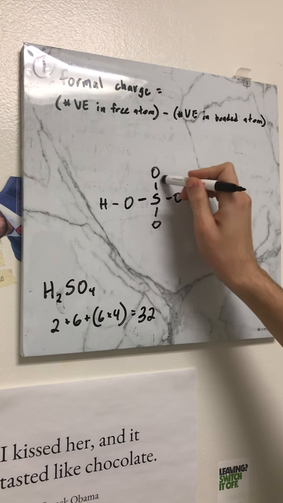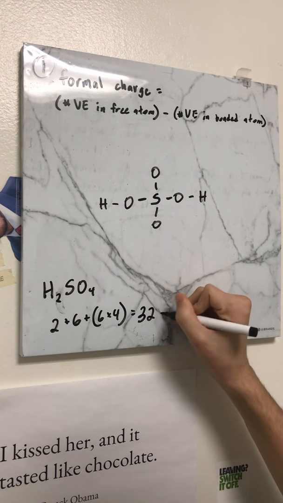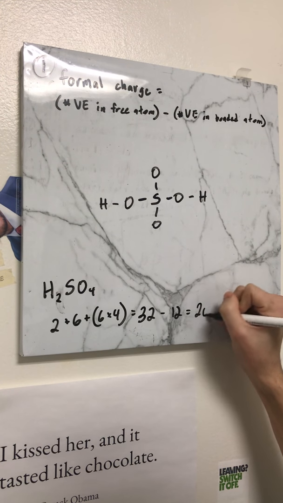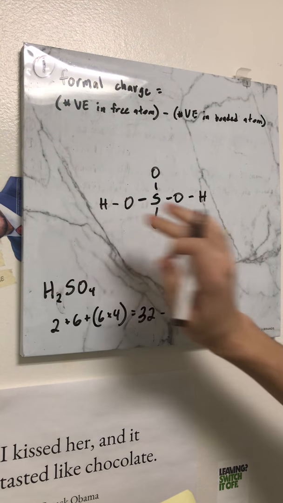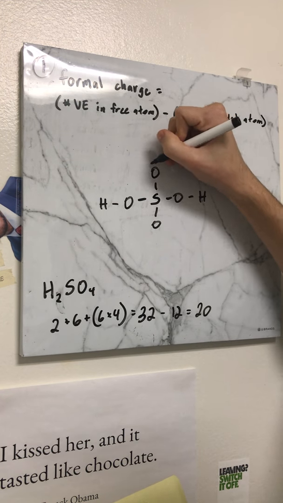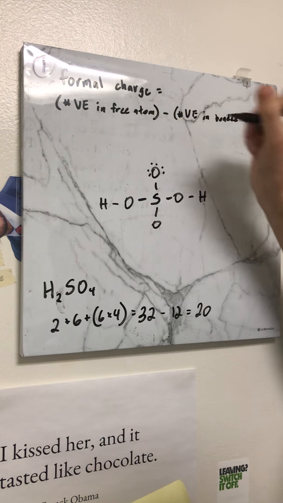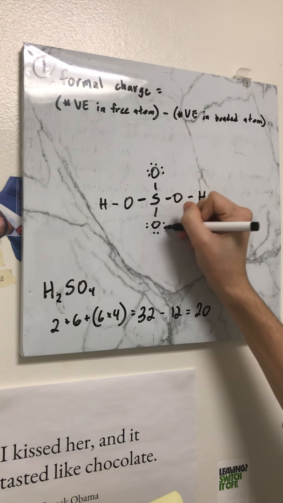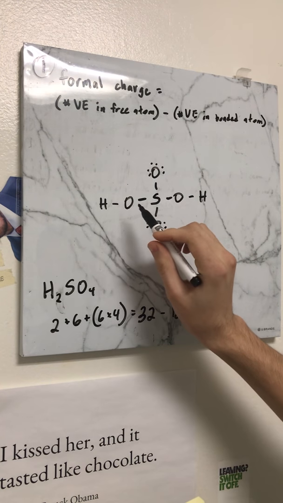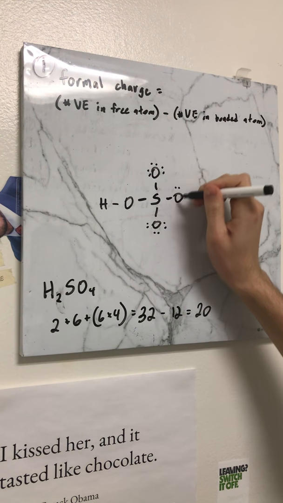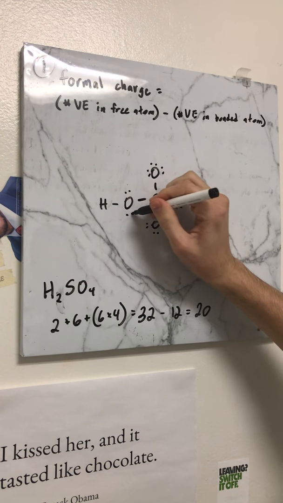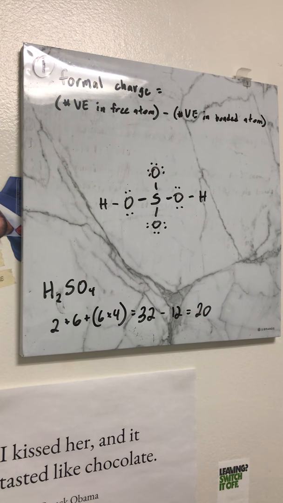And we already have 2, 4, 6, 8, 10, 12. So we have 20 left to draw. So we're not going to draw it on the hydrogens. We're going to start with our terminal atoms. So there's 6 there, 6 there to give you 12. And then we see that there's room for 4 more on each of these. So that adds up to your total of 20. So there we go. That means we've drawn all of our valence electrons.